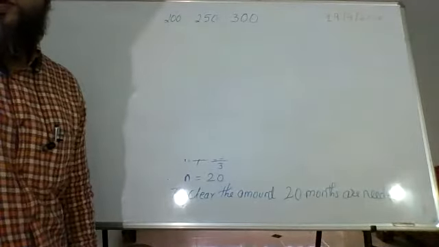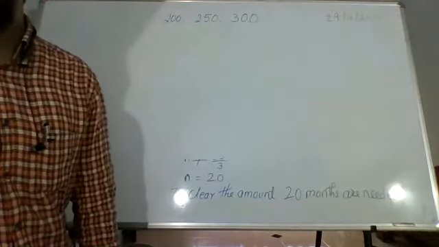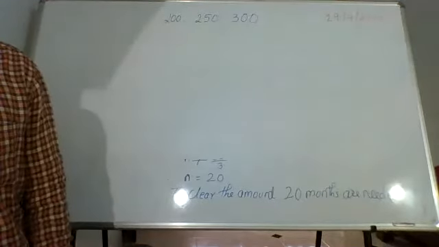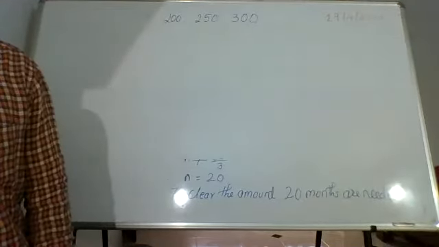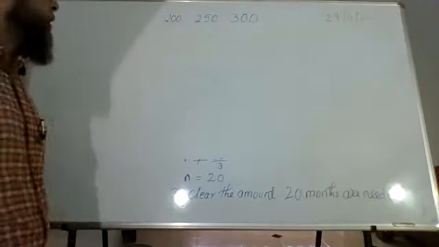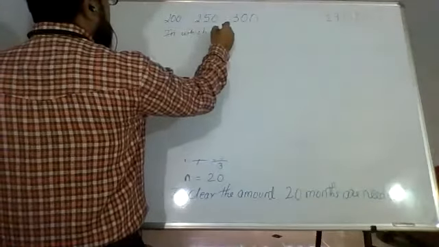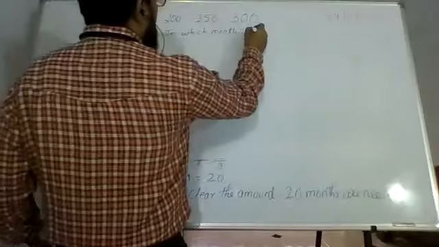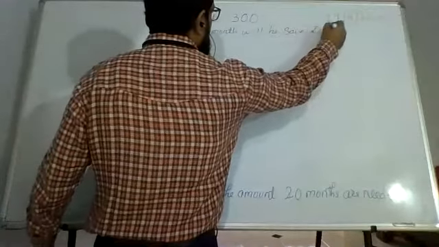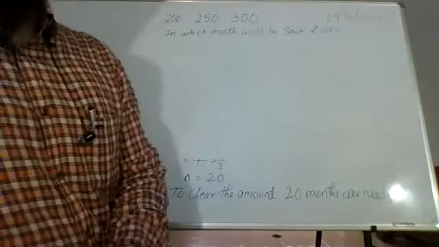Anwar saves some amount every month. In the first 3 months, he saves rupees 200, 250, 300 respectively. In which month will he save rupees 1000?